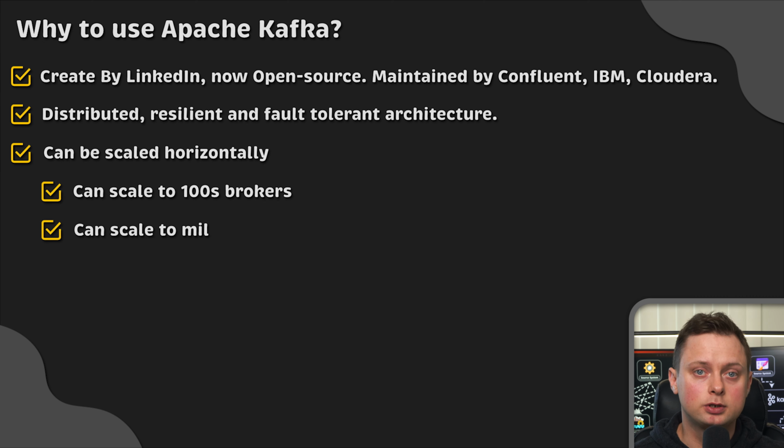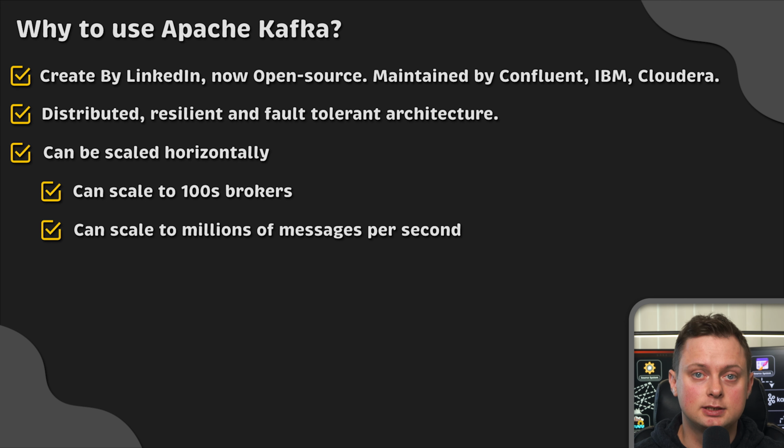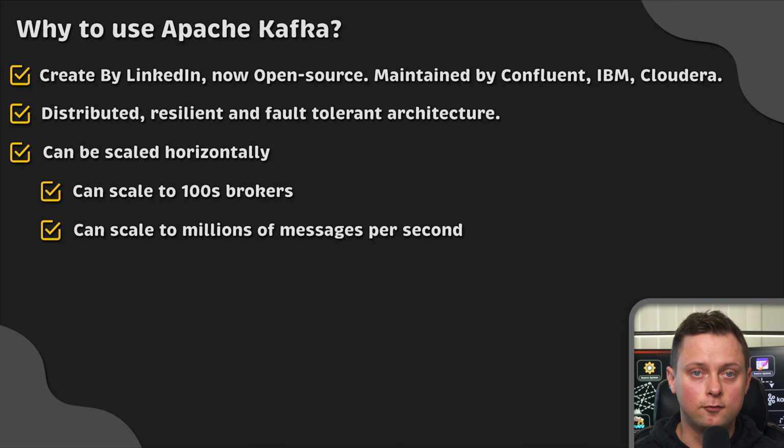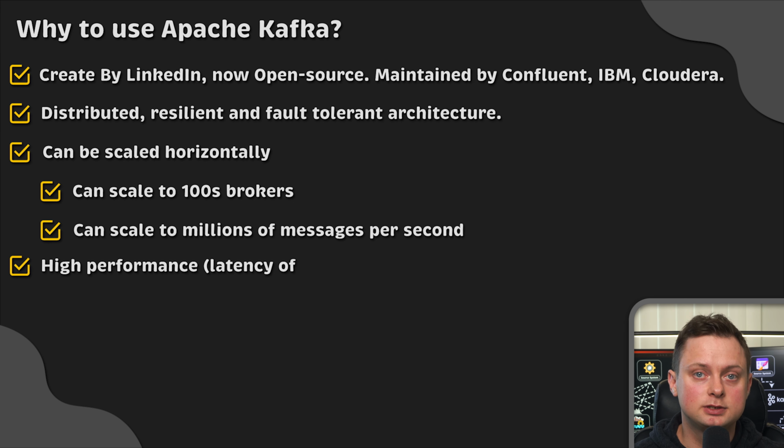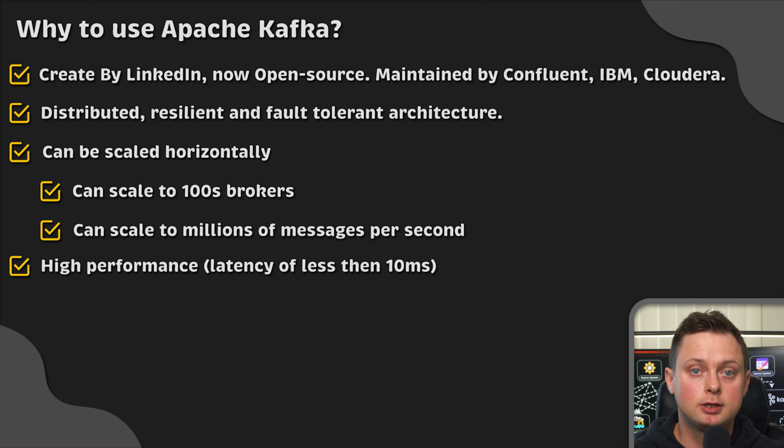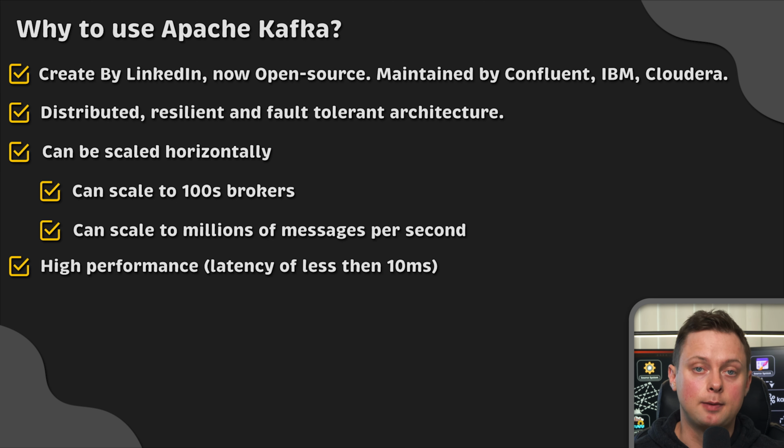Kafka also supports a huge scale of message throughput. For instance, Kafka can handle millions of messages per second, which is why it's used by high-volume platforms like Twitter. Also, Kafka's high performance delivers really low latency, often measured in less than 10 milliseconds. This extremely quick response time is why we refer to Apache Kafka as a real-time system.